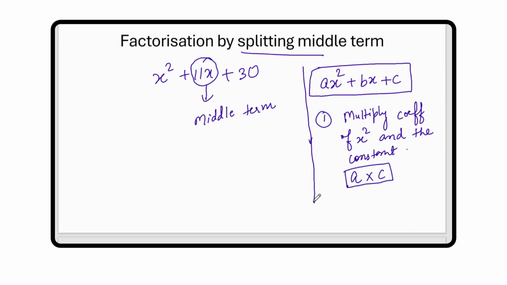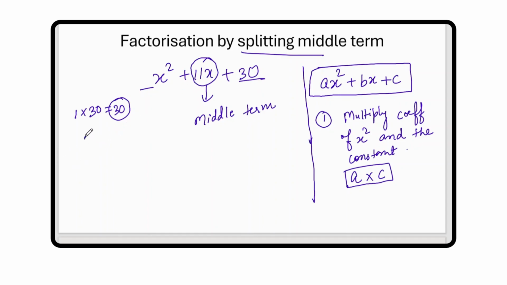After you are done with that, if I do it here, what is our constant here? Constant is 30. And what is the coefficient of x square? It is 1. So 30 into 1 or 1 into 30 is equal to 30. Now, my next step is to split this middle term in such a way that the product is 30 but the addition is 11x. So, how can we do that?